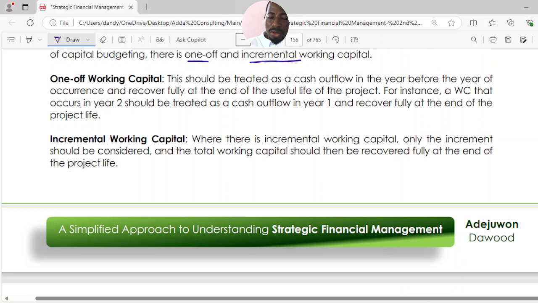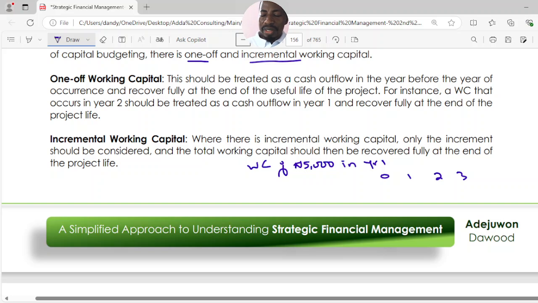Say, for example, you are given a working capital of 5,000 naira in year 1. How do you then treat this? Say, for example, the useful life of this project is 3 years. Therefore, for me to treat this 5,000 working capital, I would create a column for year 0, year 1, year 2, year 3. Remember, this working capital occurs in year 1.